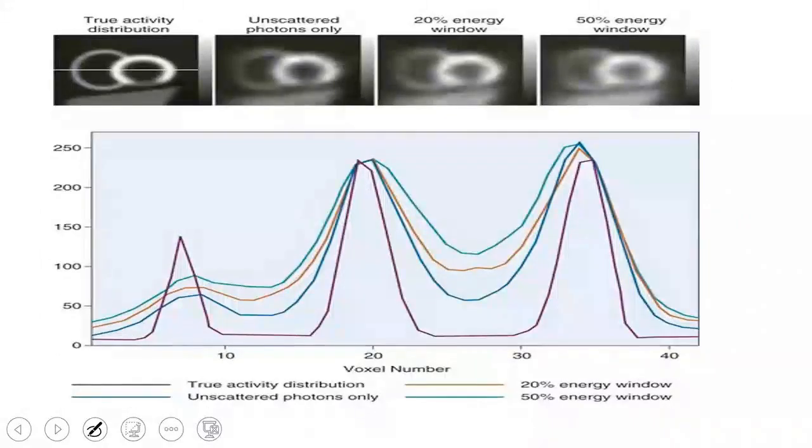So, what should it do to the image? It will reduce the contrast of the image, meaning it distorts the true activity distribution. The first image is fine. Here, for example, this is a 20% energy window, and this is a 50%. You will find that the initial image is better than this one. The more you widen the window, the more scatter you have in the image.